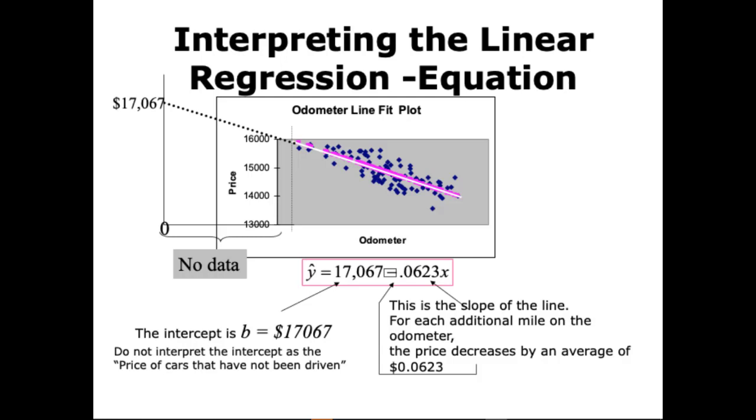Since the line of best fit is a line, then we can describe that line using the equation of a line. So here we have y, and here they just happen to have y hat, equals 17,067 minus 0.0623x. And here is our figure that matches this equation. If you recall, for whatever reason, in stats, we don't use y equals mx plus b. We like to use y equals b plus mx. So here is our b. The 17,067 is our b, our y-intercept.